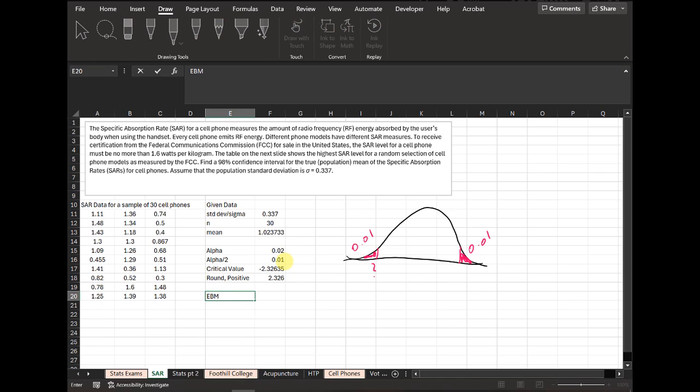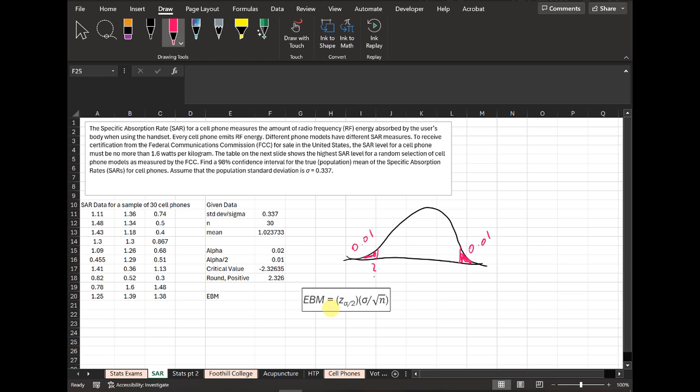And then from here, what you're going to compute is your error bound. So this is a formula that you are going to want to have memorized, but I just have a quick reference here. So the error bound is always found by taking whatever that z-score is, the one where we took our alpha divided by 2, times your sigma divided by the square root of n. Okay, so I'm going to just go ahead and calculate that. So I'm going to take this times my sigma divided by the square root of my n. And so there's my error bound.